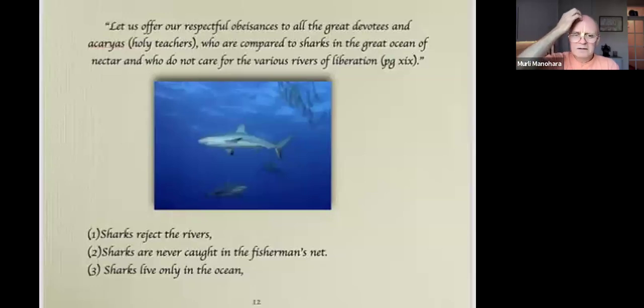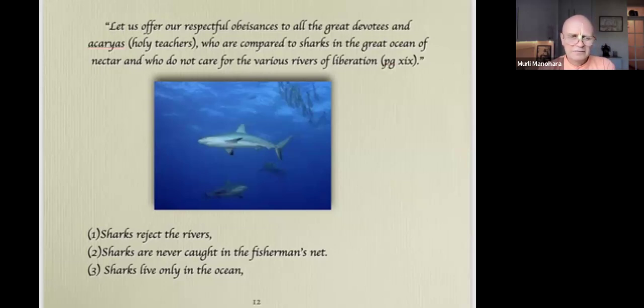So in other words, there's this common presentation that the impersonalists will give, that as the rivers merge into the ocean, they actually lose their separate identity. They become one. So Rupa Goswami is bringing this out, that no, actually the devotees swim in the ocean of devotion. They do not merge.